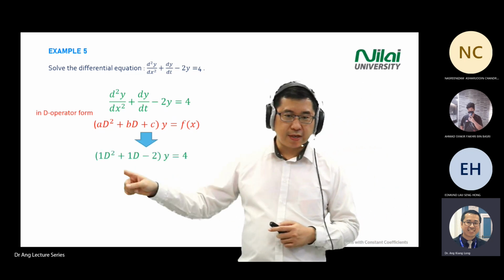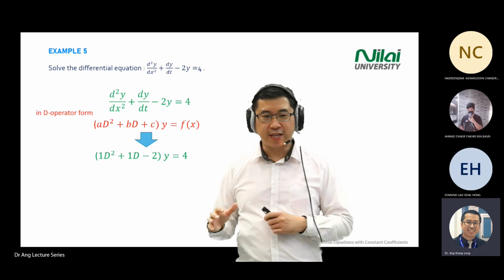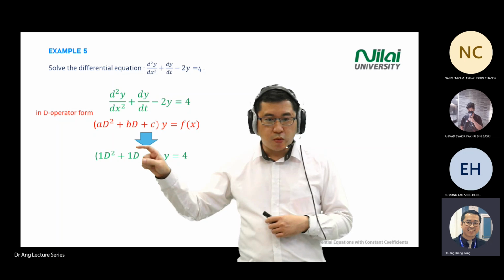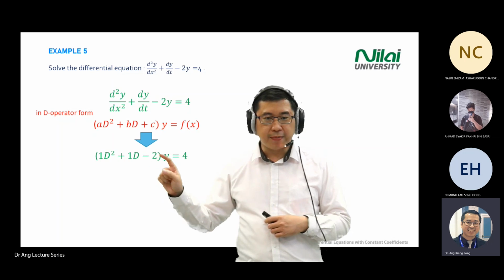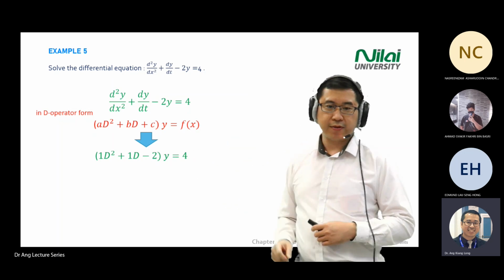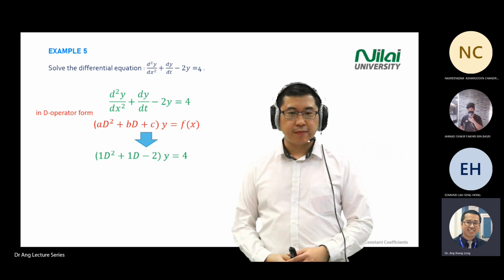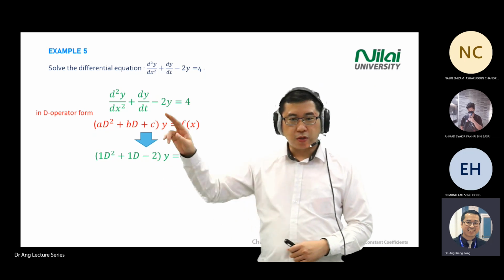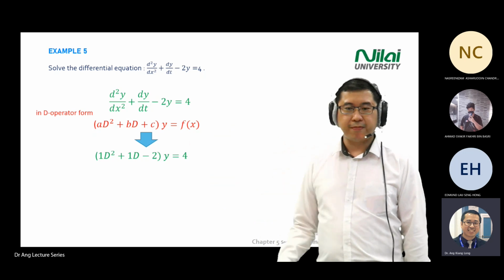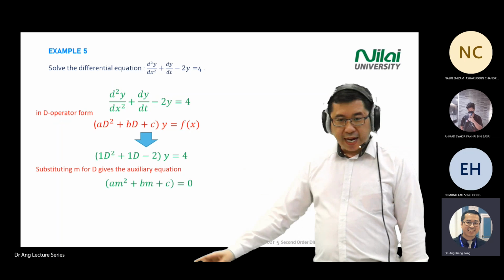You get this one on the left hand side. You repeat the previous homogeneous equation steps. You change them into D form first. Right, you get (1D squared plus 1D minus 2) bracket y equal 4. It's just a copy. So first step, copy the question. Second, change them into D form. Then continue.